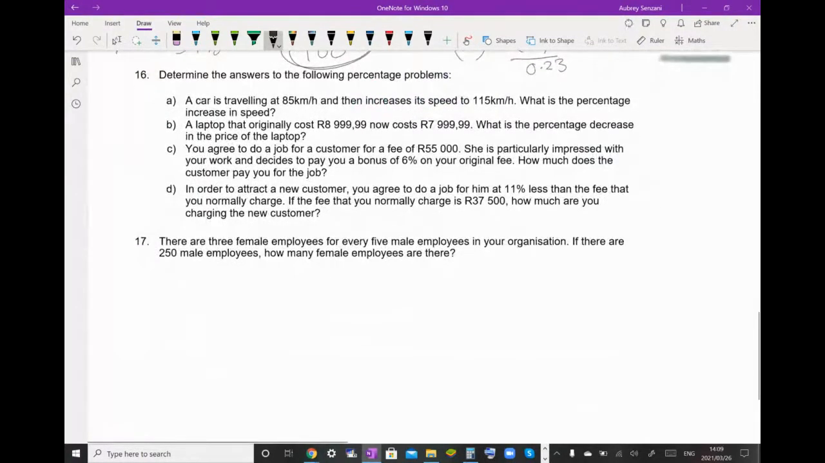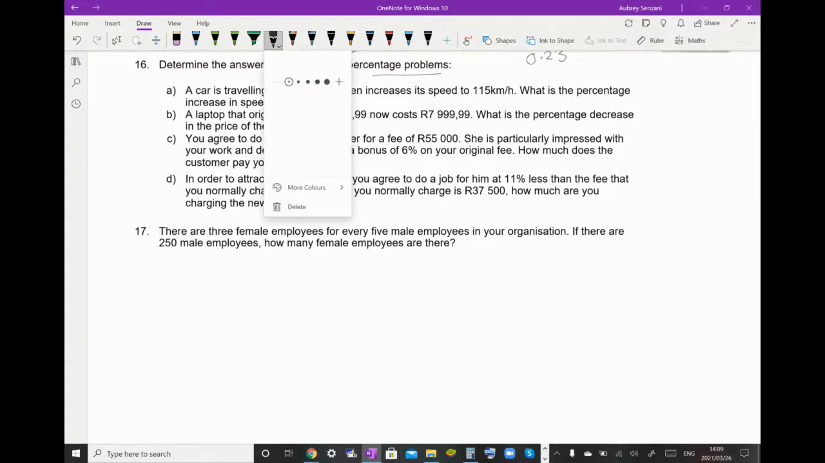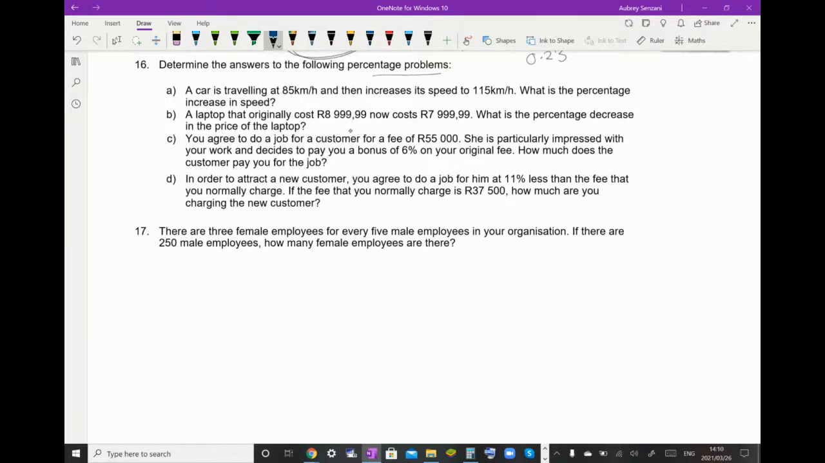Okay, so we're now at 16. It says determine the answer to the following percentage problems. Let's try this one out. A car is traveling at 85 kilometers per hour and then increases the speed to 115 kilometers per hour. What is the percentage increase in speed?